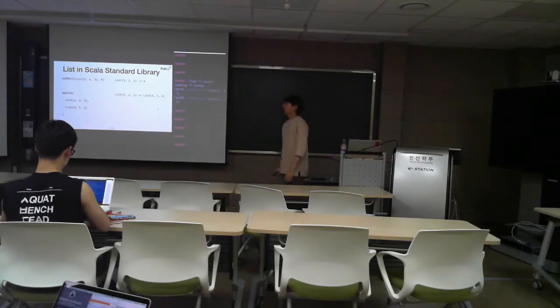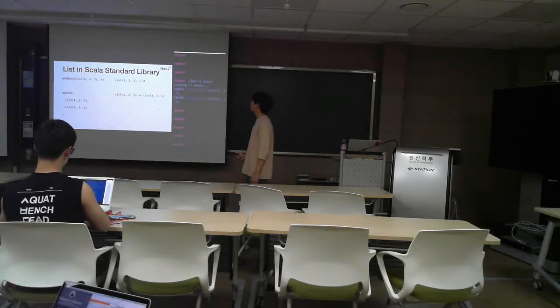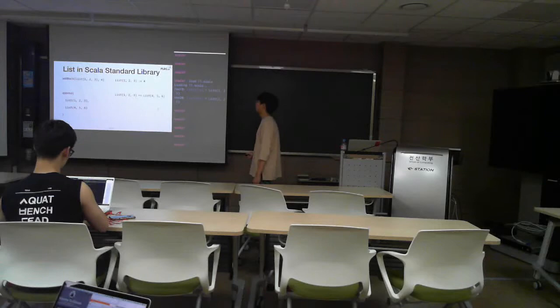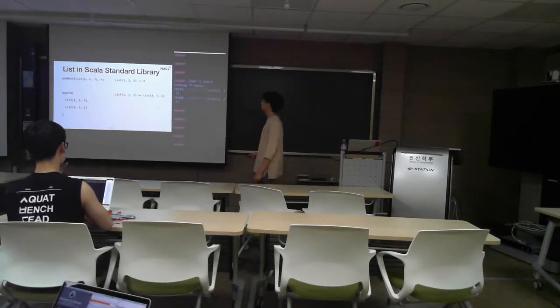Also, the Scala library offers some helpful functions. So this colon-plus operator appends a single element at the end of the list. So this will result in 1 to 3 and 4. And also this plus-plus operator appends two lists. So this code will result in list of 1, 2, 3, 4, 5, and 6.